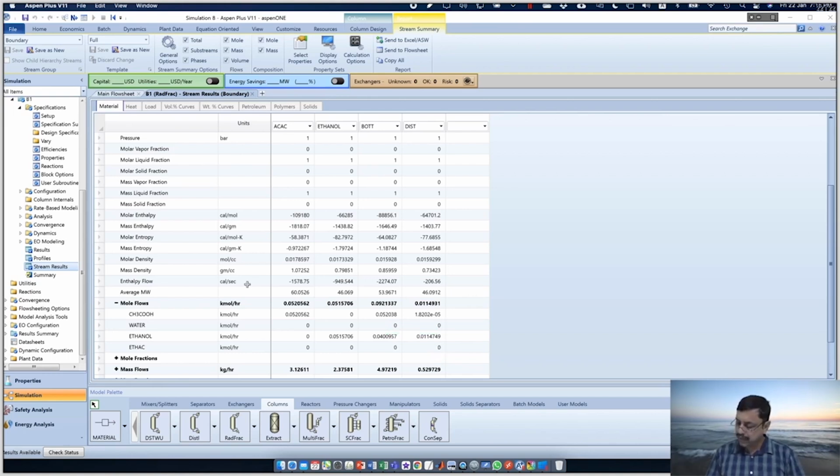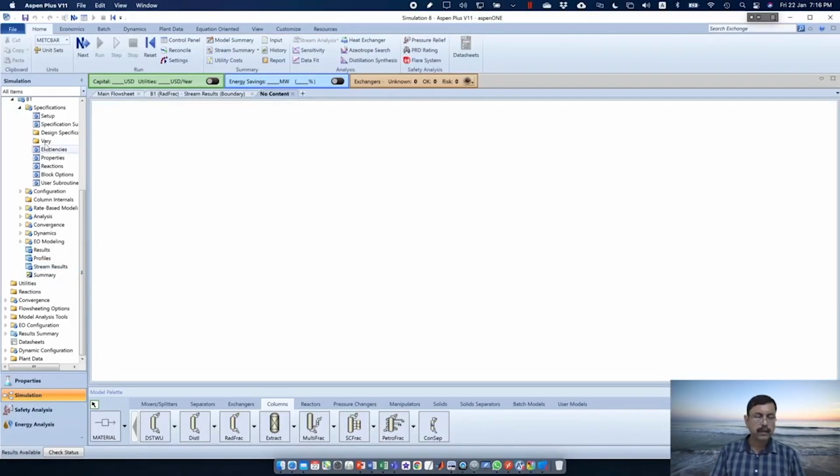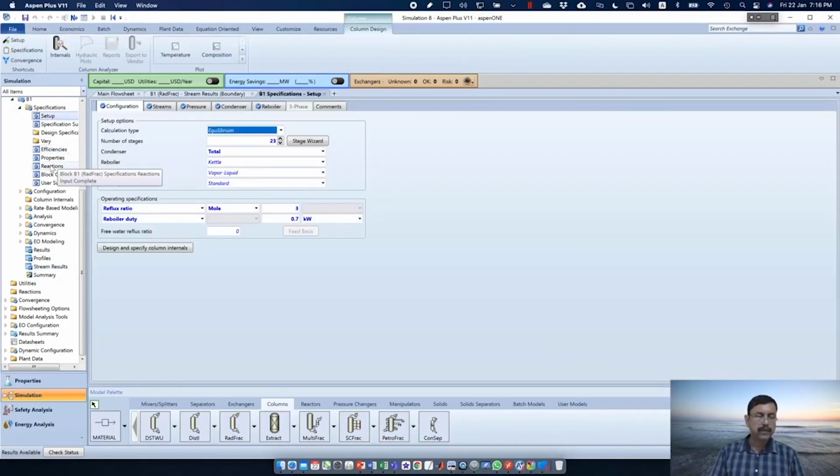In the inlet, we have given only the acetic acid and ethanol. We have not entered water and ethyl acetate. So there is no water and ethyl acetate in the distillate and bottom product because we have not stated that there is a reaction going on. We have to state that, then only Aspen Plus will understand that it is a reactive distillation. So for that, we have to make certain changes. So let us go back to setup, and here we have to add a reaction.